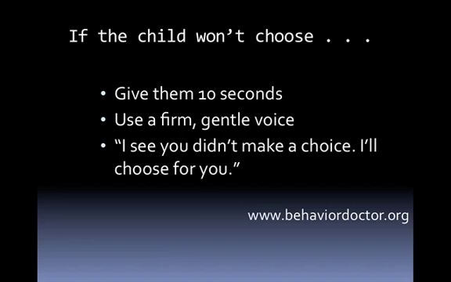So what do we do if the child won't choose? Because it happens sometimes. Typically, we give them a choice and then we wait 10 seconds. Then we'll use a firm voice and say, I see you didn't make a choice, I'll choose for you. And then we'll make that choice for them. Hopefully, after they've done this a couple times, they will start to realize that it's better if they make their own choice.